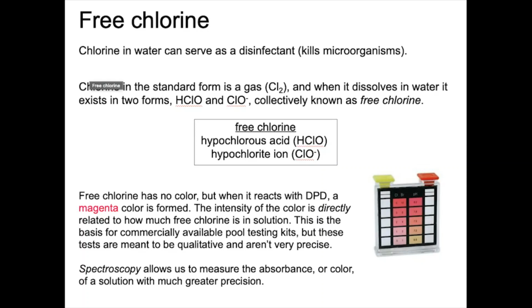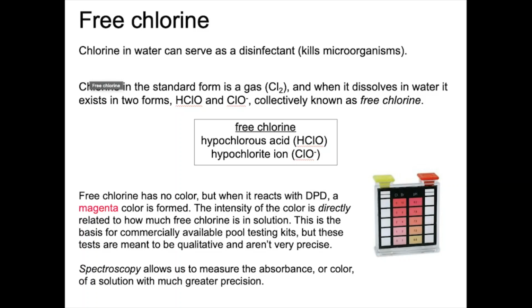I don't know why that gray box is there, but that's supposed to say chlorine in a standard form of gas exists as Cl2, and when it dissolves in water, it becomes two species or two forms. Collectively, those two forms of chlorine are known as free chlorine. So you have hypochlorous acid, HClO, and you have the hypochlorite ion, which is ClO minus.